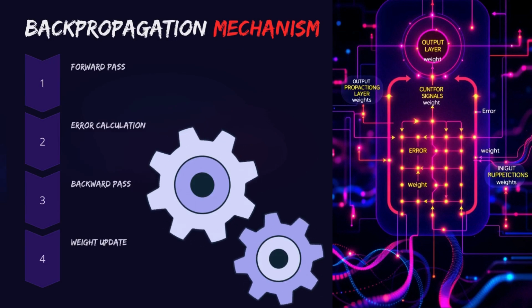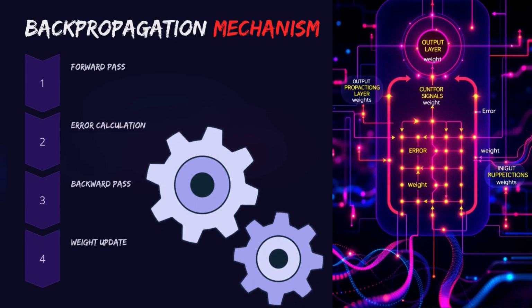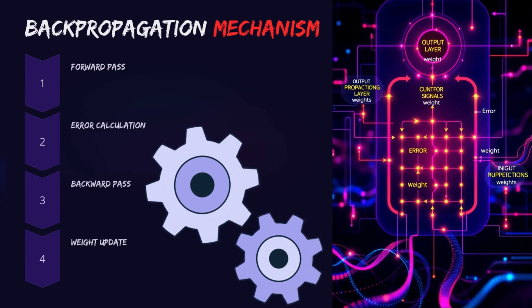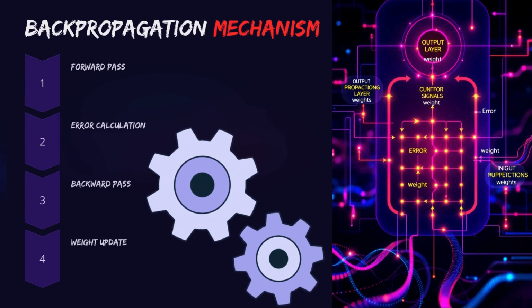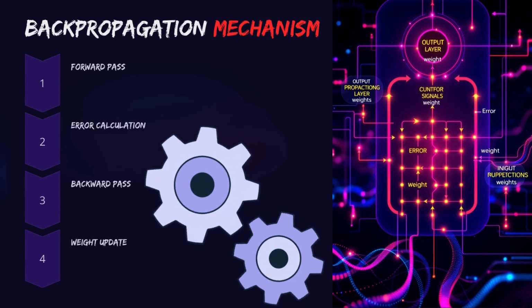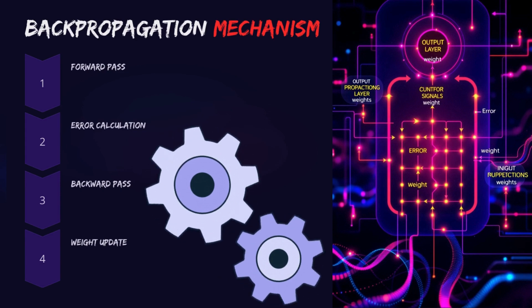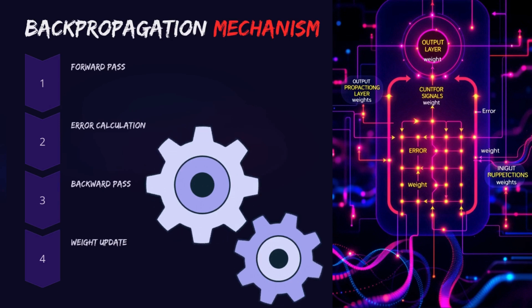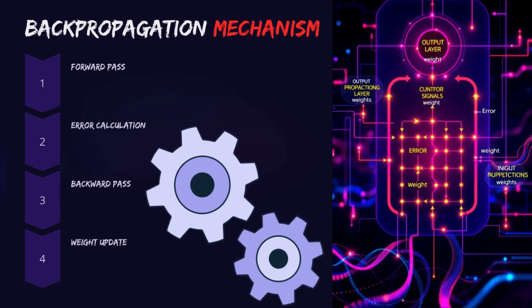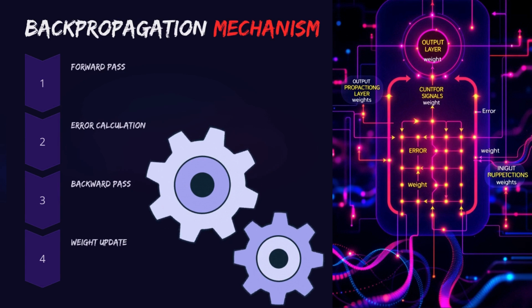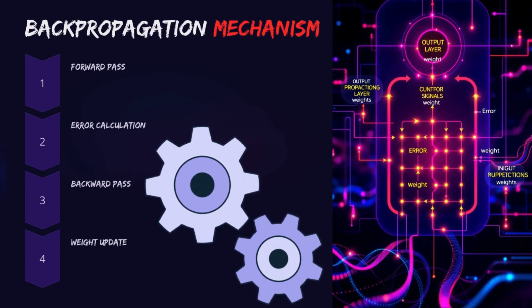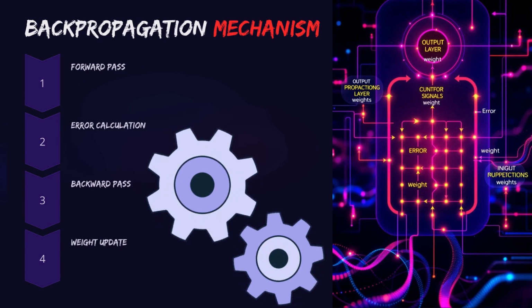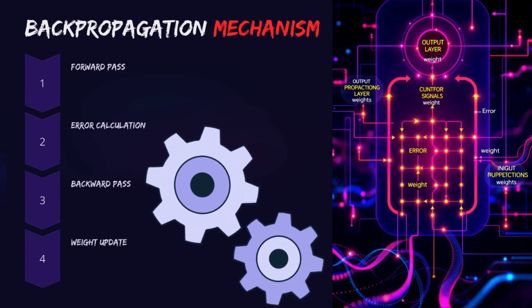Forward pass. Input data propagates through the network, generating predictions. Error calculation. Compare predictions with actual values to compute the loss. Backward pass. Propagate the error backwards, calculating gradients for each weight. Weight update. Adjust weights using gradients to minimize the loss function.